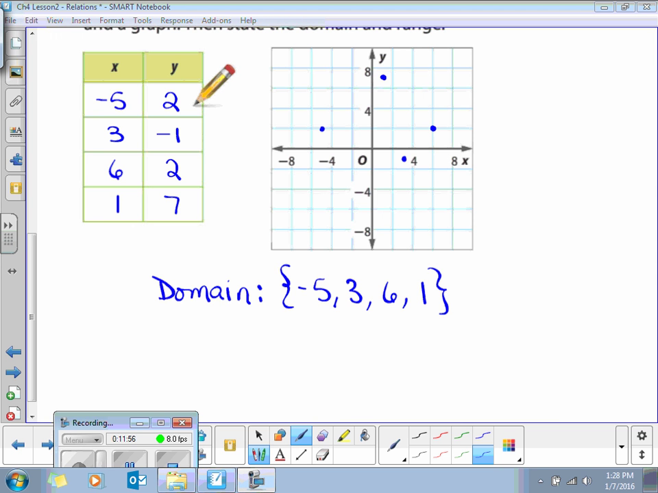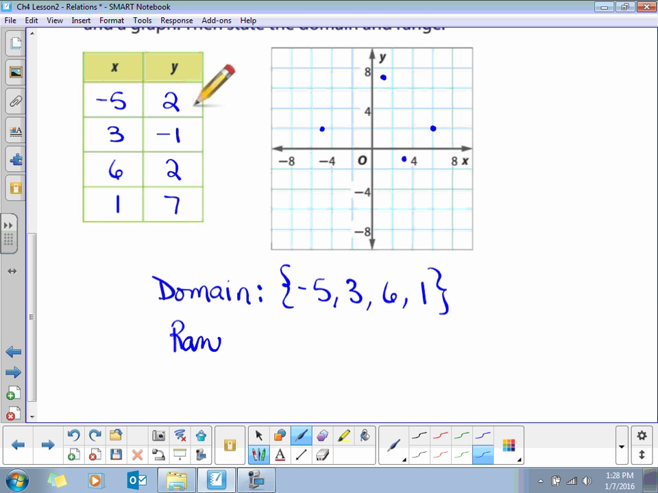For the range, we're going to do the same thing. Okay? So the range here, we're going to list all of our y values. So we've got 2, -1, 2 again. Do I have to list it again? No, you do not list it. You do not list the repeats. So we have 2, -1, 2, which you don't have to list again, and 7.